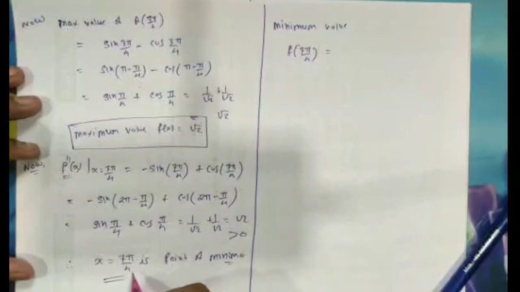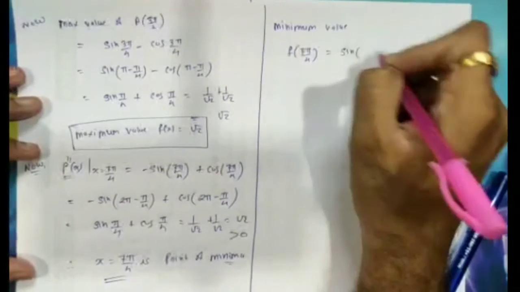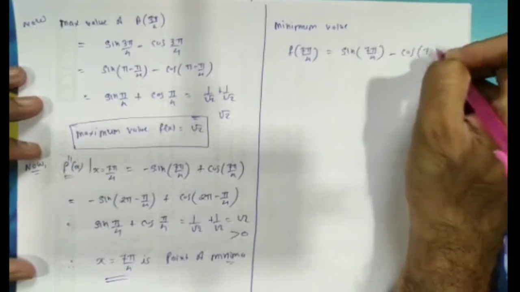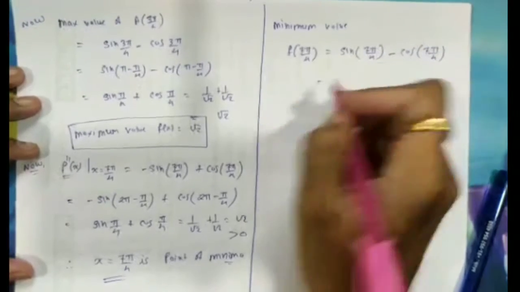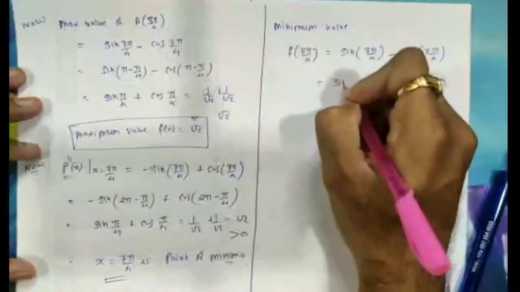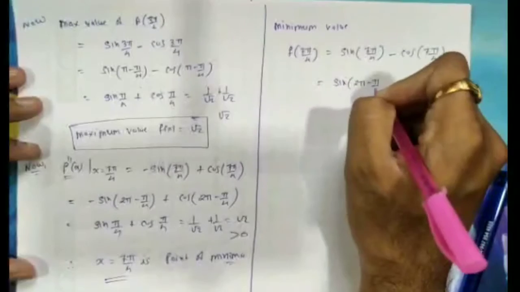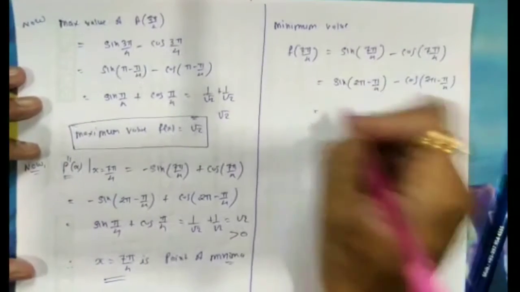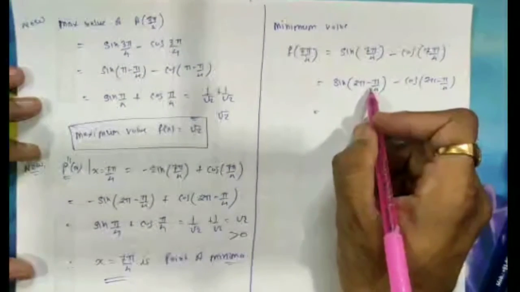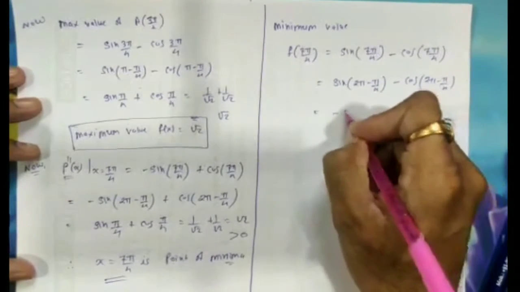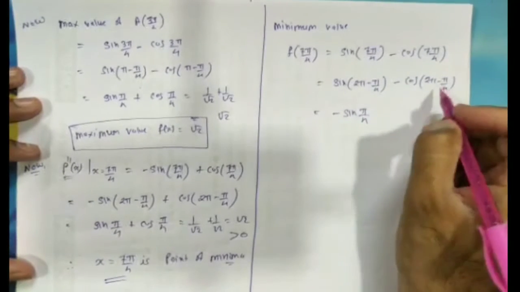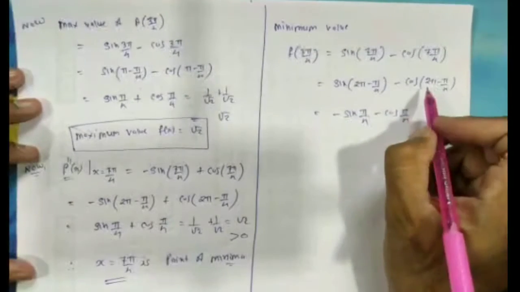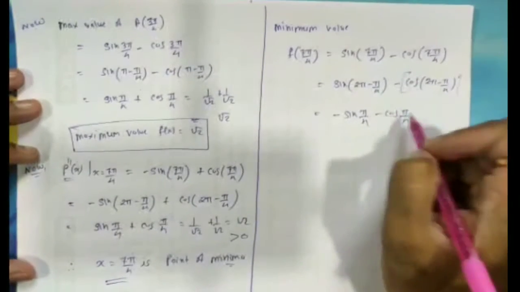And our f of x is sin x minus cos x. So it's a sin 7 pi by 4 minus cos 7 pi by 4. Clear? So this will be sin 2 pi minus pi by 4 minus cos 2 pi minus pi by 4. Again fourth quadrant, sign is negative, so it's a minus sin pi by 4. Cos is positive, so it's a minus cos pi by 4. Cos positive means this bracket positive, sin negative, so it's a minus.